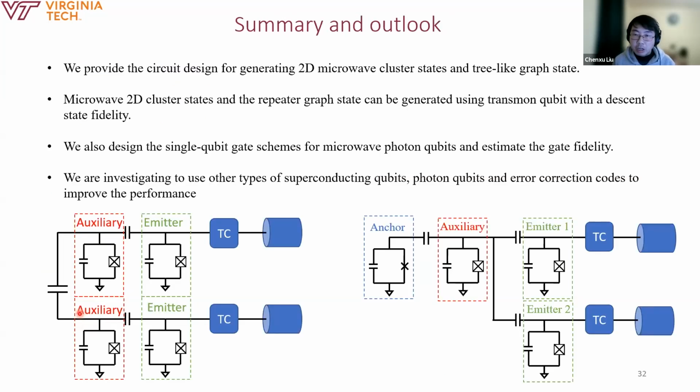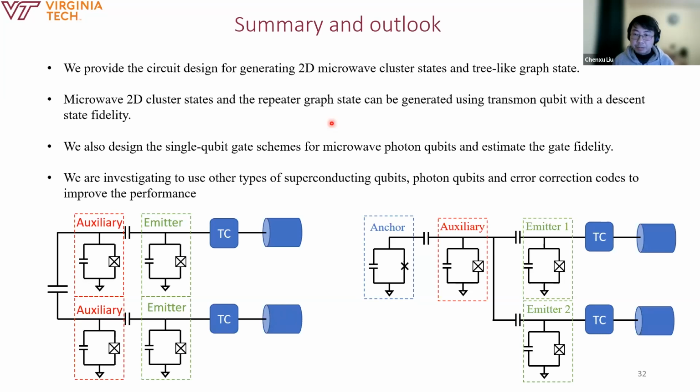So now I will summarize the first part of my talk. We provide the circuit design for generating the 2D microwave cluster state and this tree-like graph state, and correspondingly the photonic quantum repeater state. And we also show that the generated states, especially the microwave 2D cluster state and the repeater graph state, can be generated with a pretty good state fidelity.